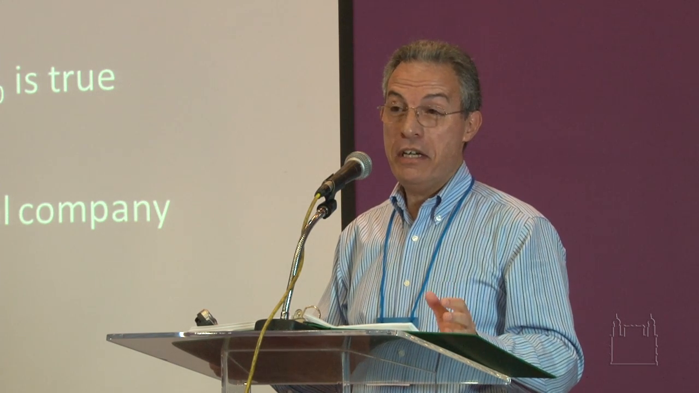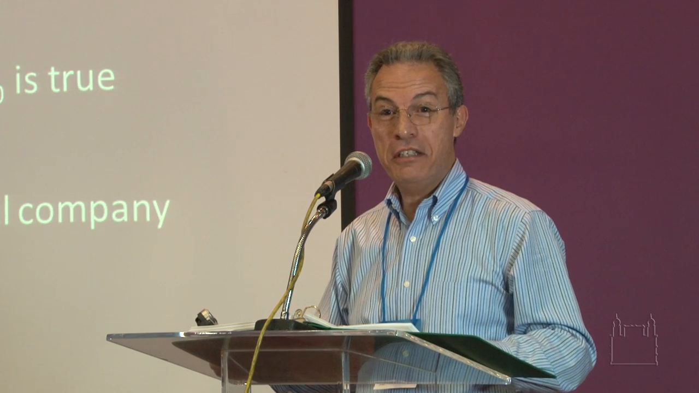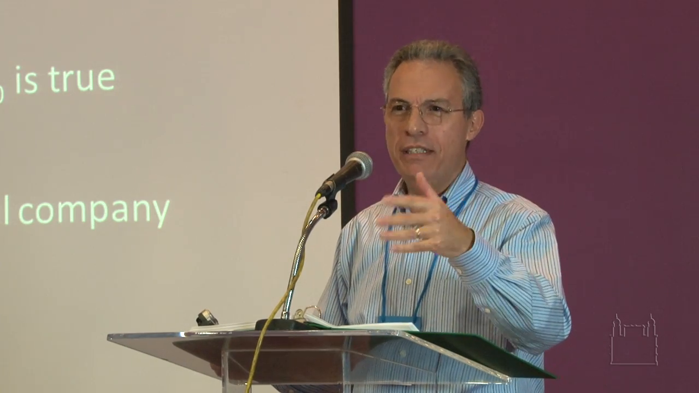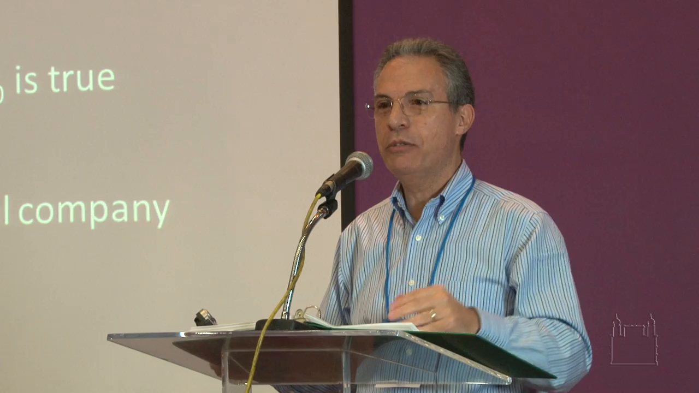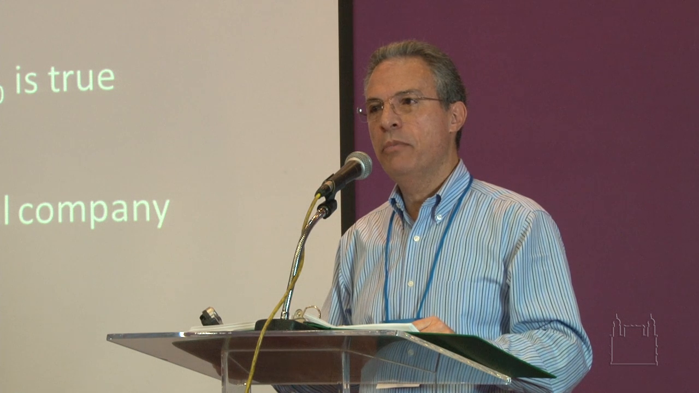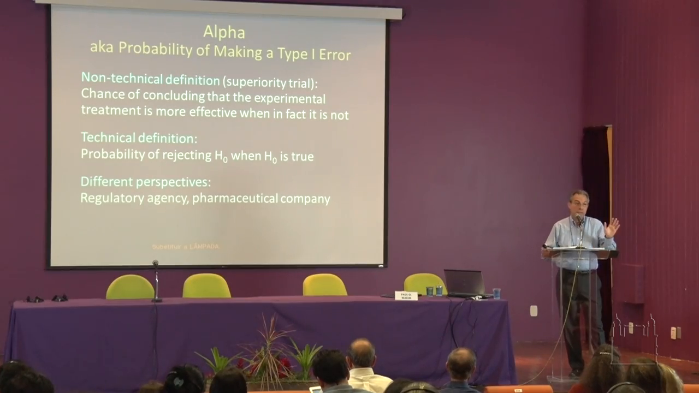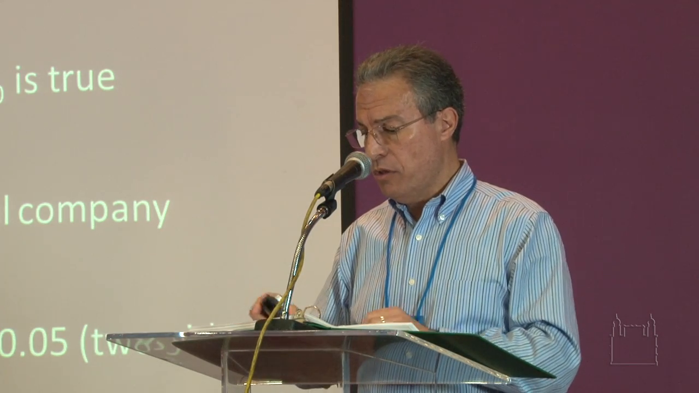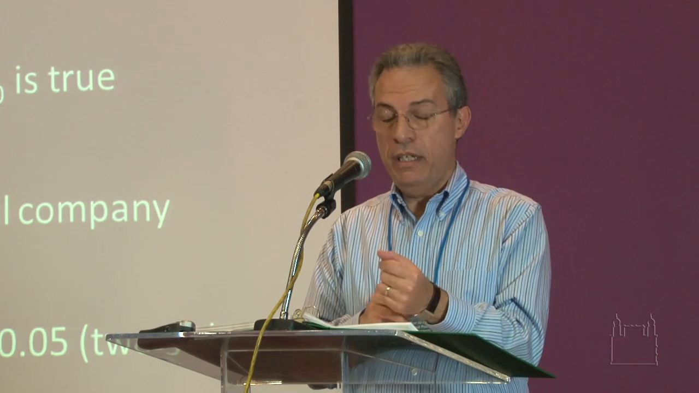The pharmaceutical company says, if I approve a drug that's not efficacious, I don't care. I'm going to make money. I'm exaggerating. I hope pharmaceutical companies don't think that way. But you understand my point. The point is, the pharmaceutical company says, if I find something significant when in truth it is not, I'm not going to cry over it. So it really depends on the perspective. Bottom line, the most commonly used value of alpha in a two-sided test is 0.05.